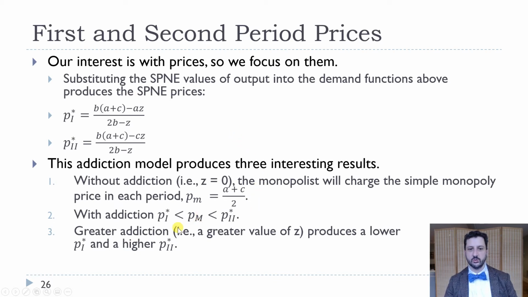With addiction, we get that our first period price is actually less than our monopoly price, and that's less than our period 2 price. And as we get greater and greater addiction, so as the value of z goes up, we produce a lower and lower P1 star and a higher P2 star. And the idea there, you think about something like illegal drugs that are highly addictive. Here, P1 star is 0, and then P2 star, okay, now you have to pay a lot of money.